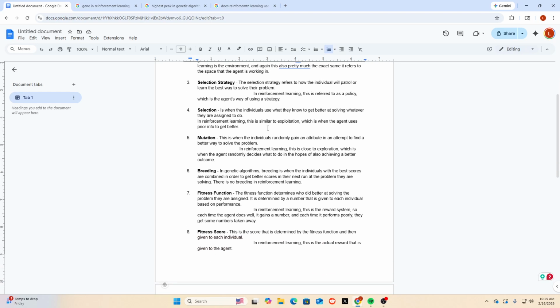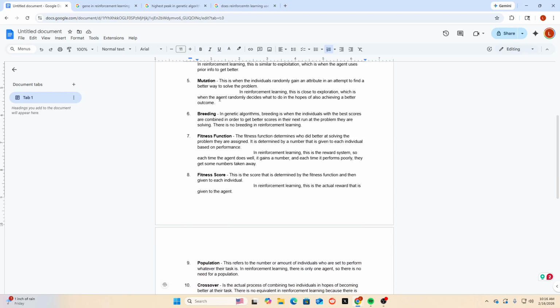And then the selection strategy is when the individual decides if they are going to exploit or explore. So they pick, and that's their strategy. If they're going to explore, that's the strategy. And then selection. This is when they use what they know to get better at solving their problem. And then in reinforcement learning, that's like exploitation. So if you know the quicker path already, you'll start taking that.